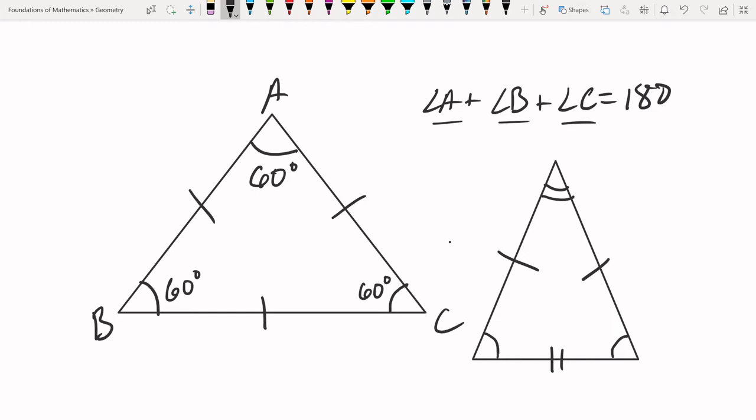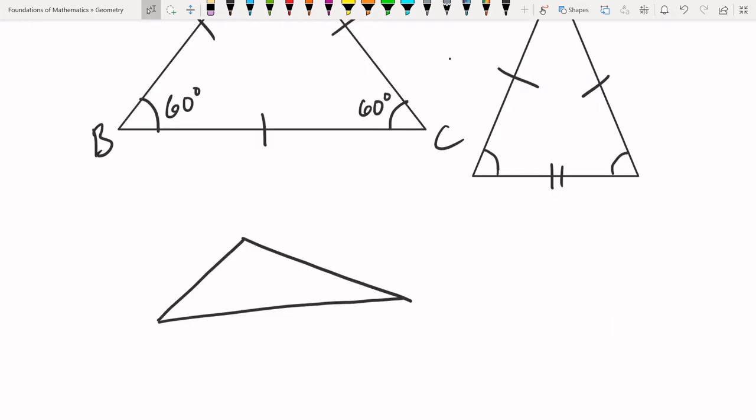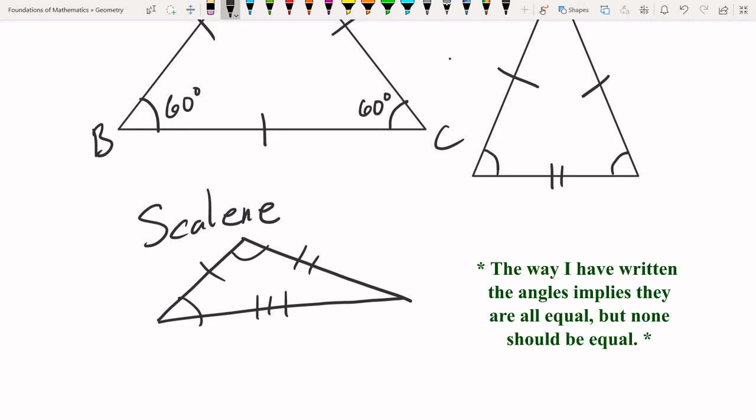So we have 3 angles being equal, 2 angles being equal. The only other possibility we could have is 1 angle being equal, which is the same thing as saying no angles are equal. So for instance, this could be a scalene triangle. Scalene triangle. You see that each side is a different measurement and each angle is different as well.